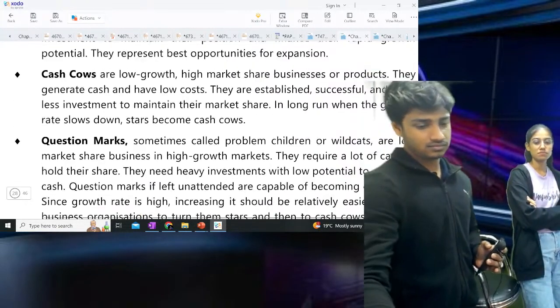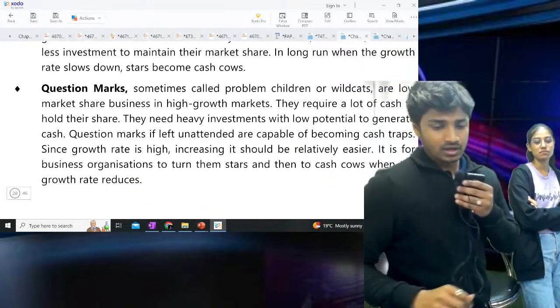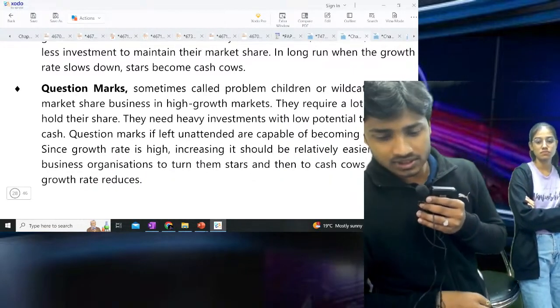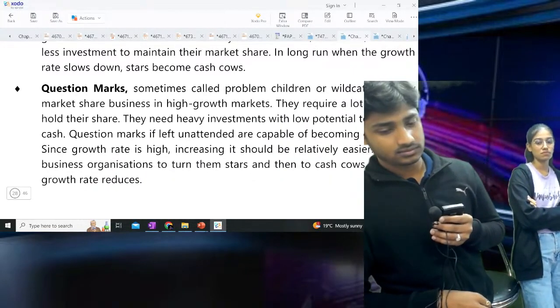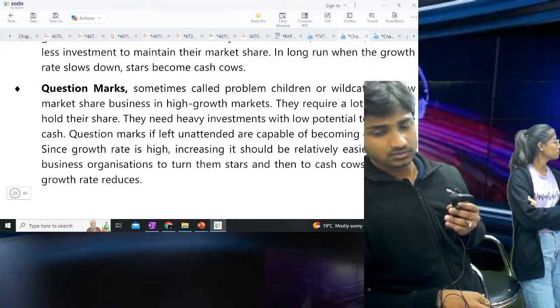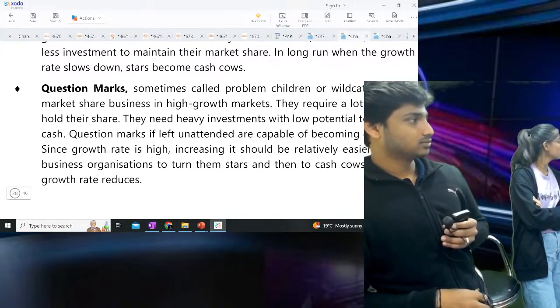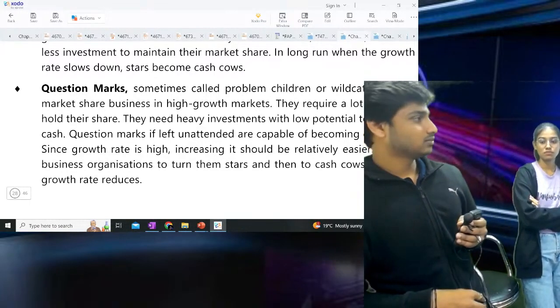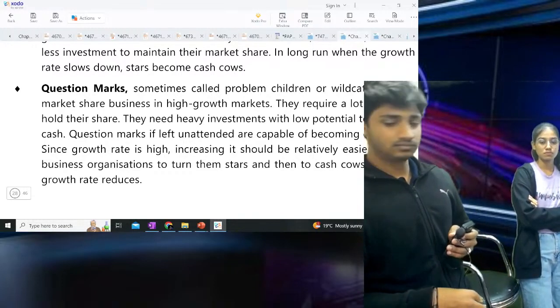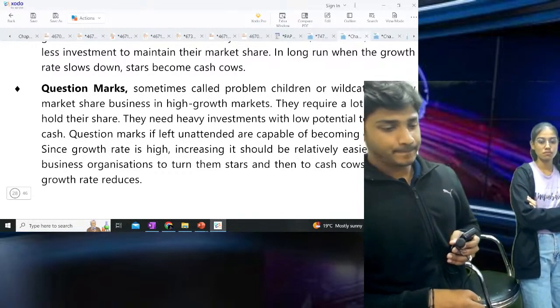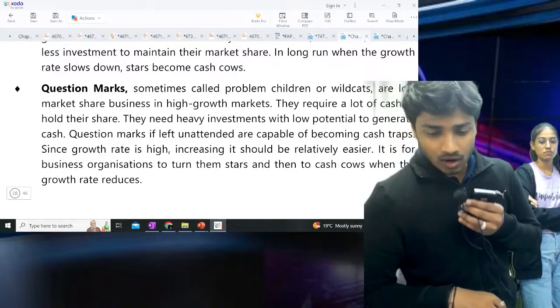Ignore that. Now read question mark first, otherwise they will get confused. Question mark is sometimes called problem children. Why problem children? I am investing a lot in this child, and he is not responding. Very important, an MCQ can come. Underline problem children. Continue, don't stop.